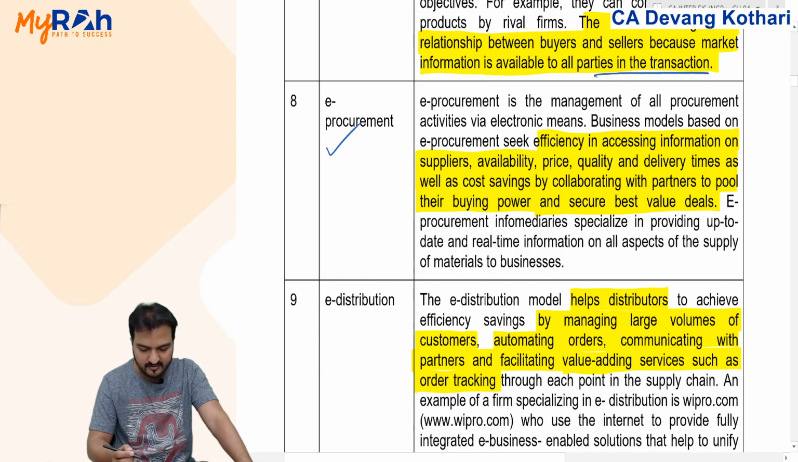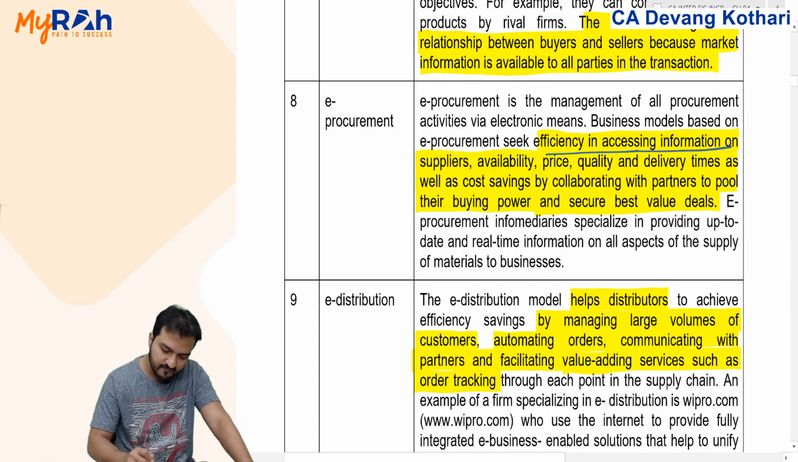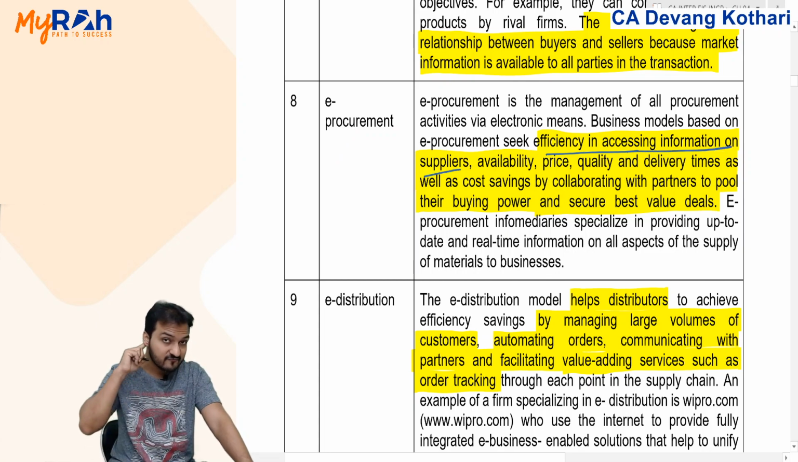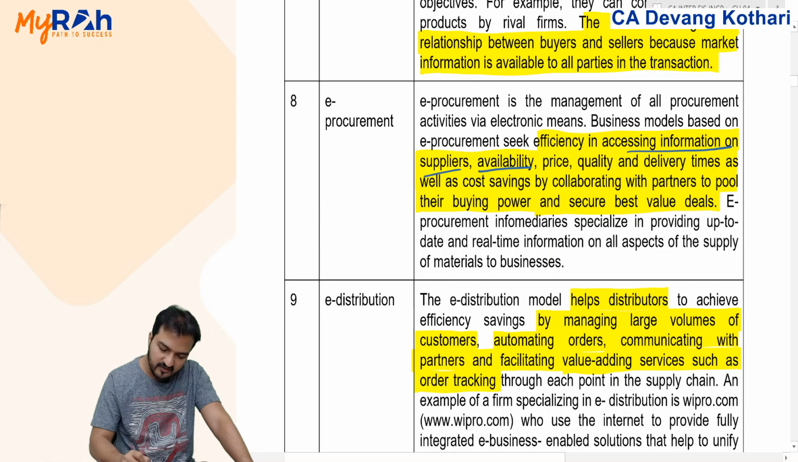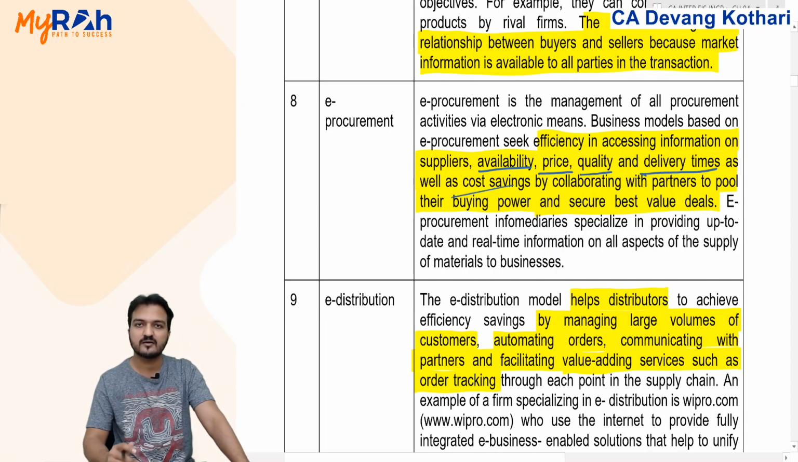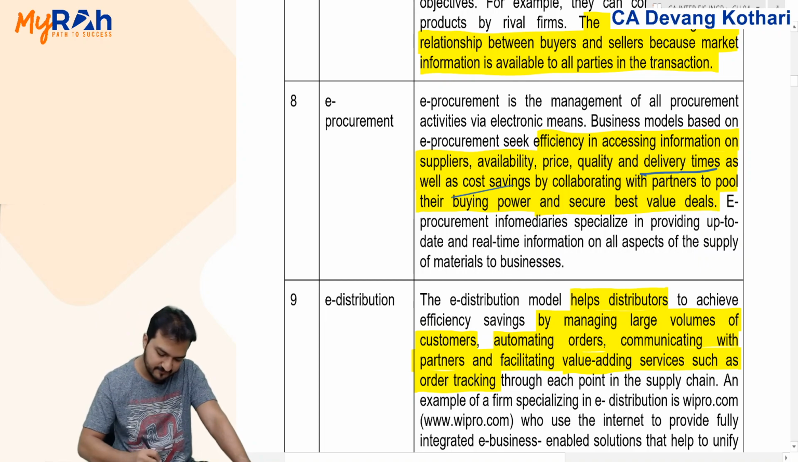E-procurement is procurement, like purchasing through the internet. Efficiency: it brings efficiency in accessing information on the suppliers. You can get information of suppliers here, availability, price, quality of the product, delivery times, all the things you can get directly from the e-procurement portals.